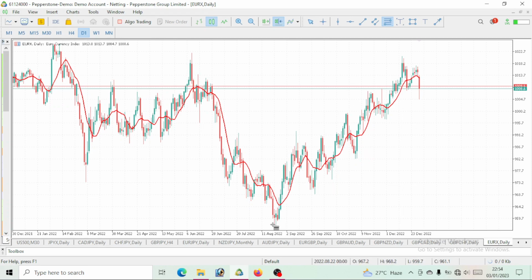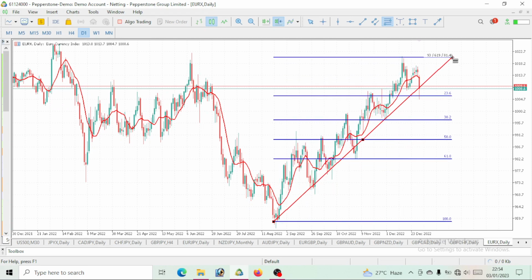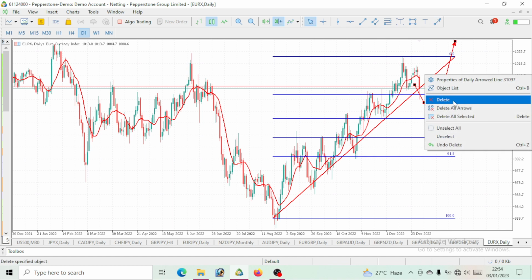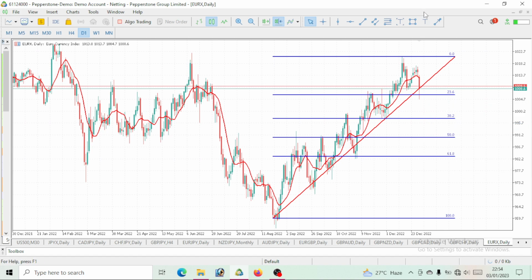One level is a level of 23.6, and the second level is a level of 38.2, right? That is the two levels price can give us a pullback to. Mostly it's those two levels. Within these two levels, price will hit, then continue its uptrend move. So eventually price gave us a pullback, and it dropped to the level of 23.6.